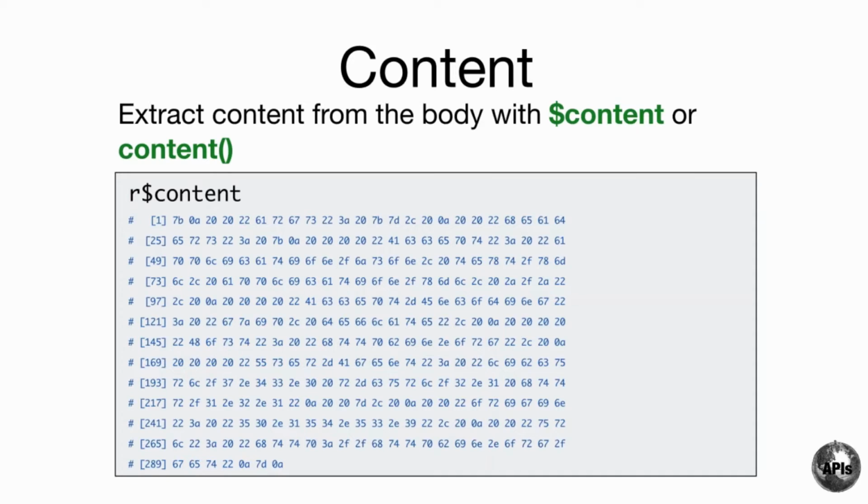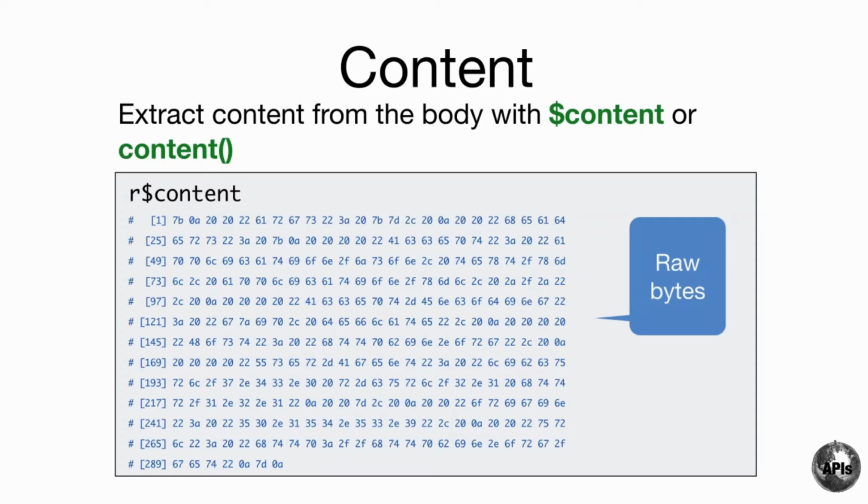And then the content. If you are collecting data, this is where the data will be. It will be in the content, which is also the body of your message. You could access the content using the list syntax with $content. And what you'll get is this. This is the raw bytes that were sent back through your HTTP message.